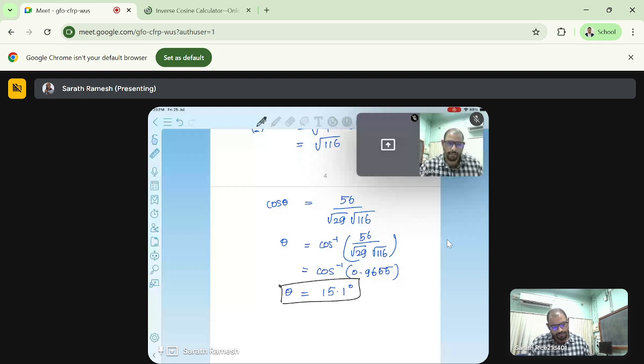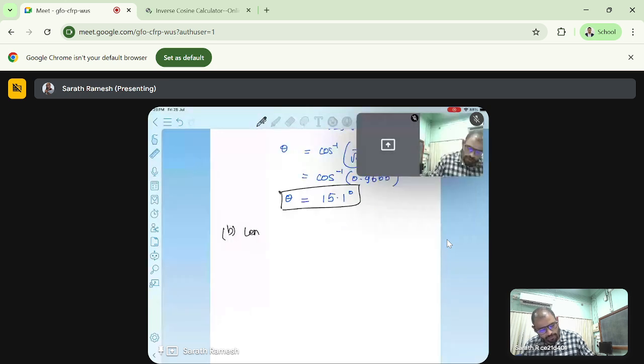The first problem we saw was the angle between A and B. In the second problem, let's see what the question is. They are asking: what is the length of the diagonal of the parallelogram whose sides are A and B?